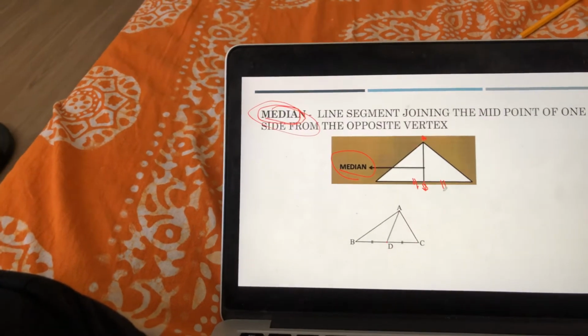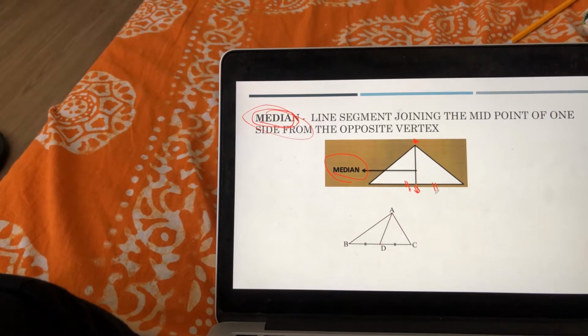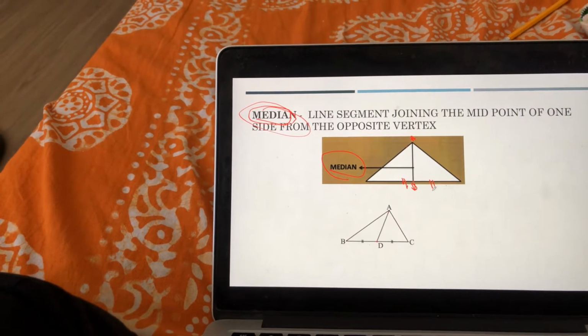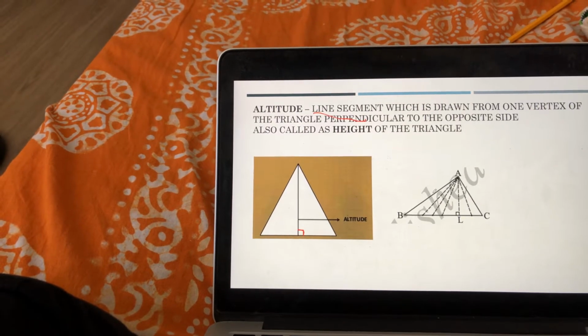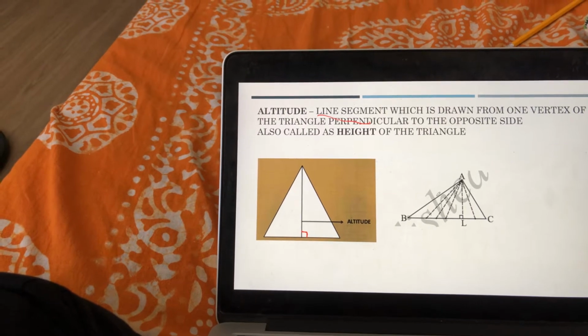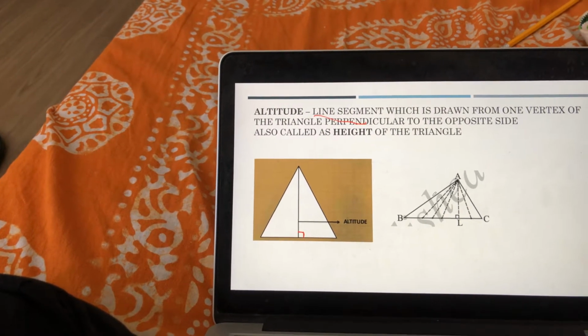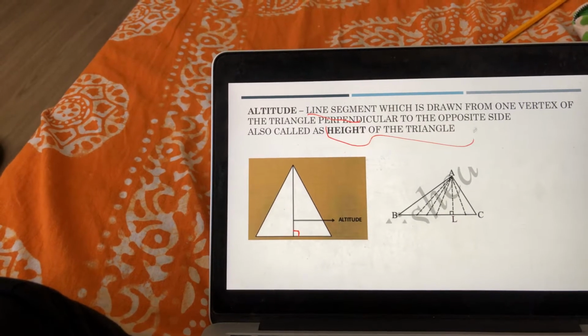So if the line segment from the opposite vertex meets the side at the midpoint of the side, then it is called a median. If it makes an angle of 90 degree but it's not a midpoint, but it makes an angle of 90 degree, then it's called an altitude. Another important property is that altitude is the height of the triangle.